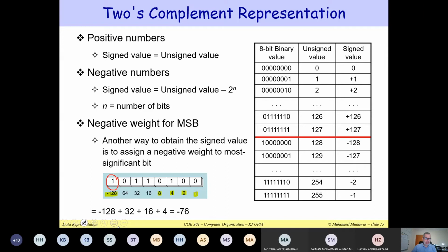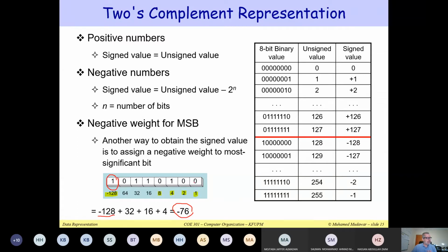Now, if you would like to convert it from binary to decimal, and this is a signed integer in the 2's complement representation, what you have to do is add negative 128, which is the weight of the sign bit. So the weight of the sign bit is negative. Only the weight of the sign bit is negative. Then you add plus 32, plus 16, plus 4. This will give you negative 76. So this is the decimal value of this number, which is shown on top.